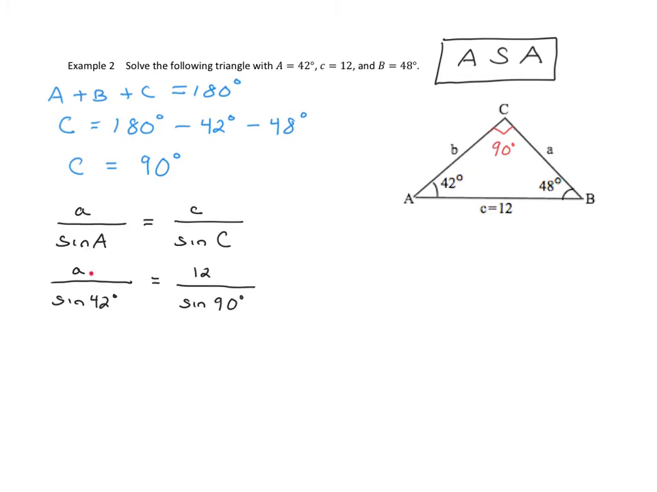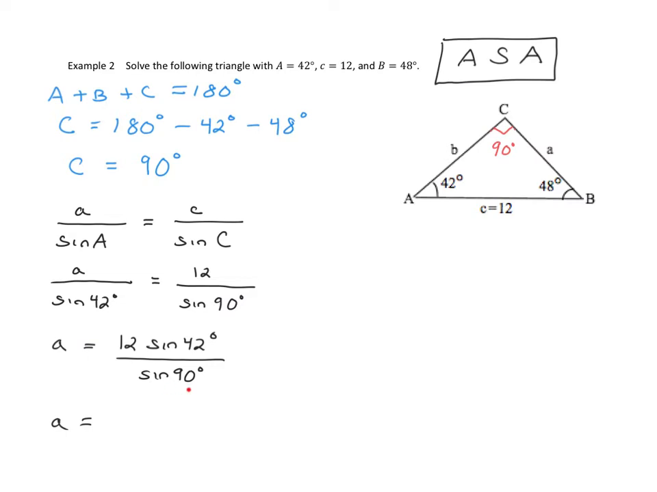Okay, if you're looking to solve for A, just like last time, you can multiply sine of 42 degrees to this side, and that gives us A is equal to 12 times sine of 42 degrees all over sine of 90 degrees. And this is something you can plug into your calculator and then round your answer, again, let's say to maybe the nearest tenth.